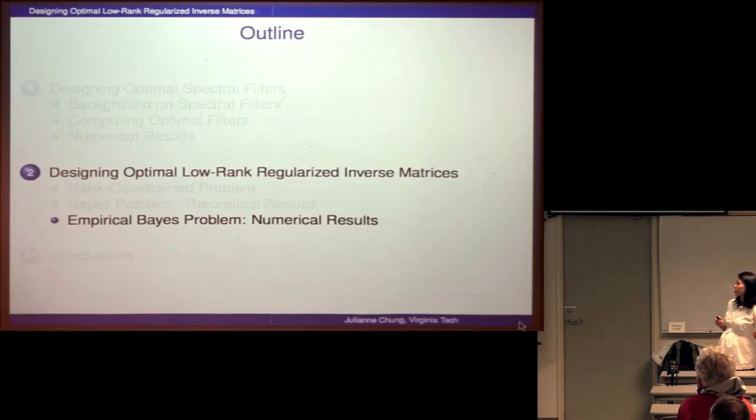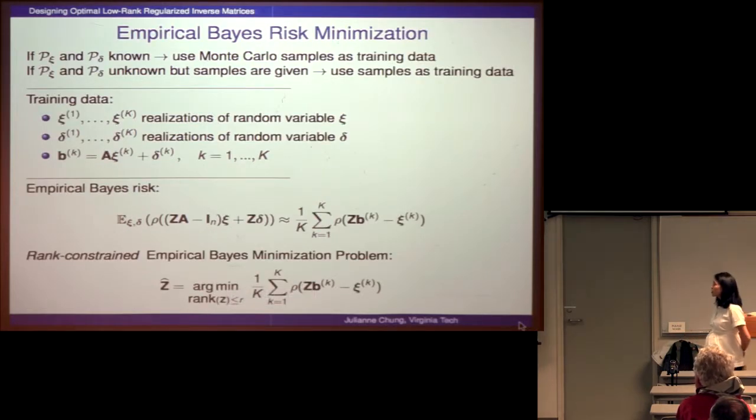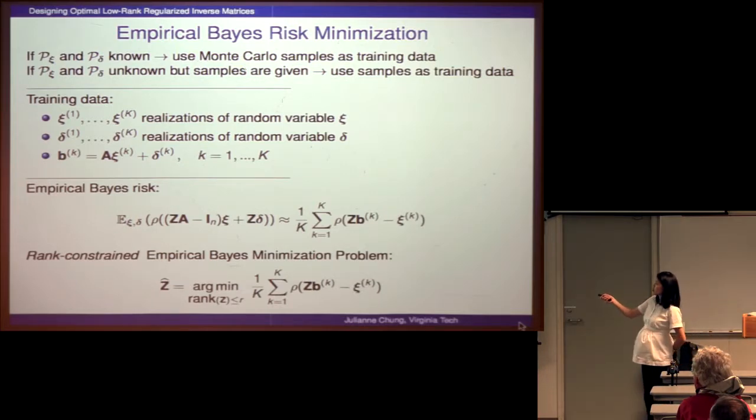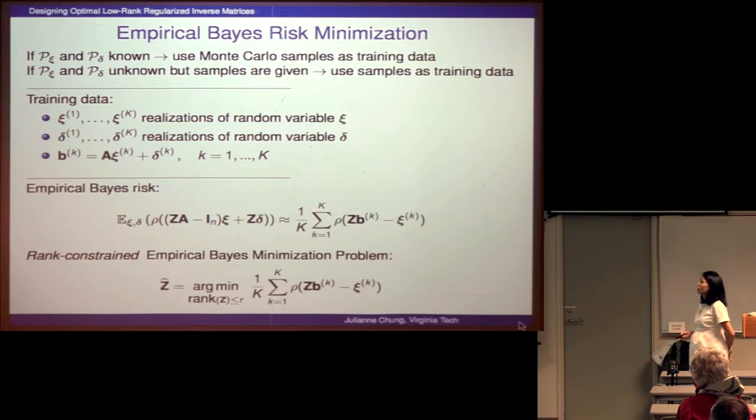Okay, so now let's get to the empirical problem, where you either generate samples using Monte Carlo or use some training data as your samples. So you're given your training data. Same thing as before. You take the expected value and approximate it with the sample average here. And now we want to solve this rank-constrained minimization problem. Now, how do we do that?